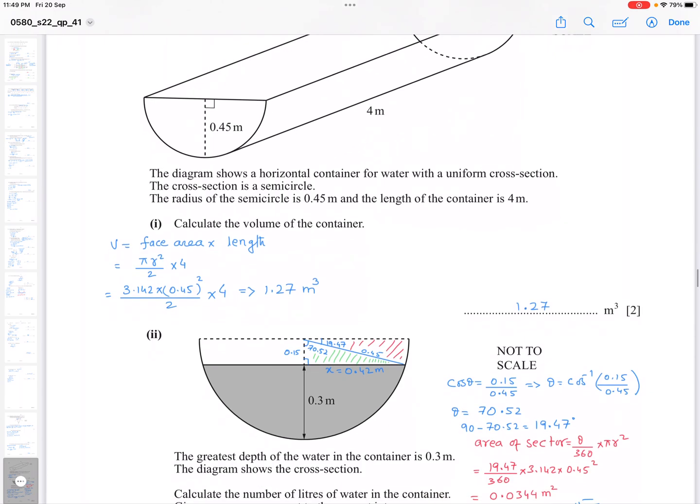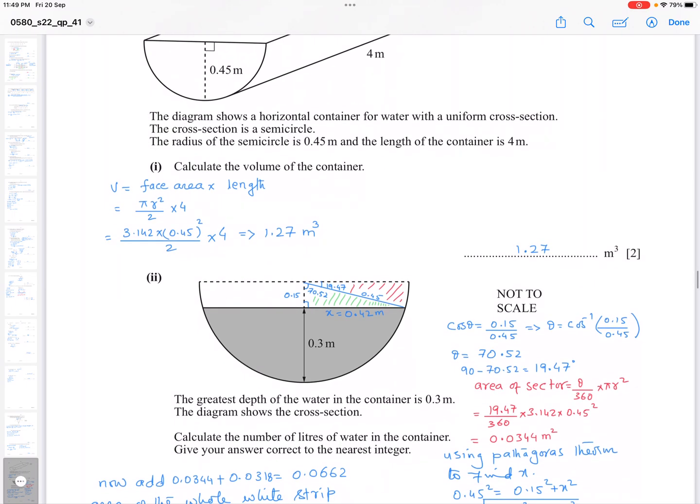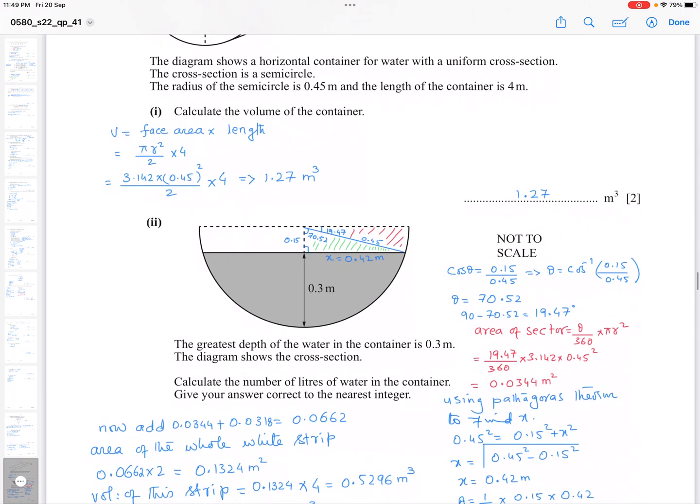In the second part, he says the greatest depth of the water in the container is 0.3 meter. The diagram shows the cross section. Calculate the number of liters of water in the container. Give your answer correct to the nearest integer. Okay.